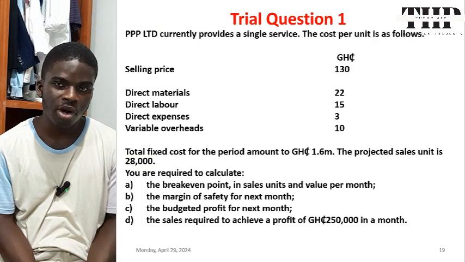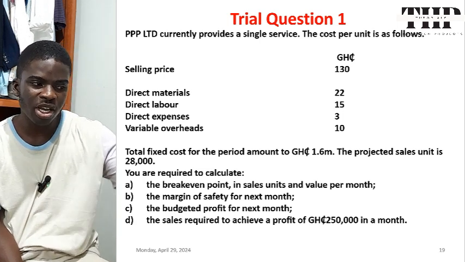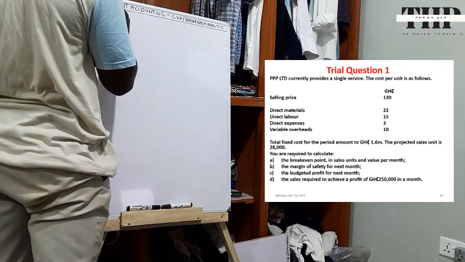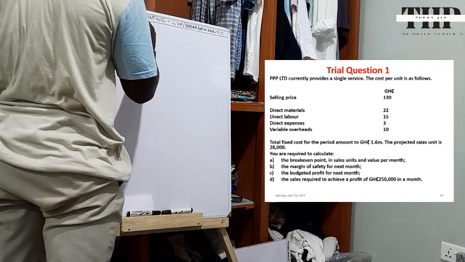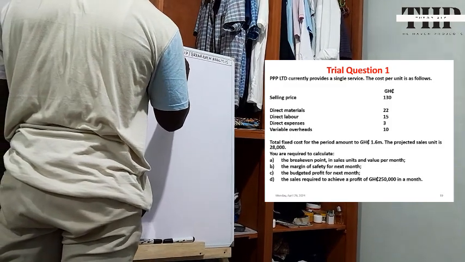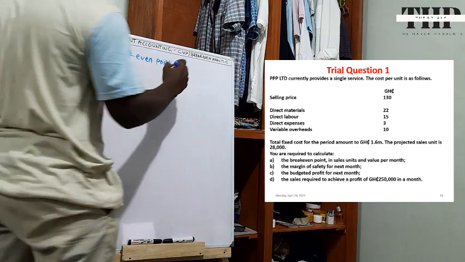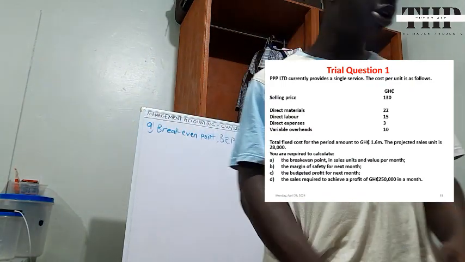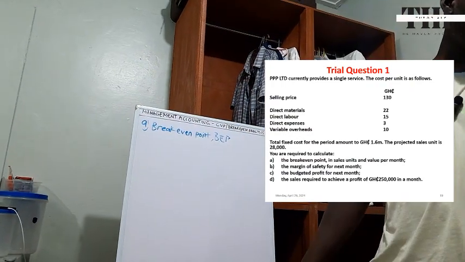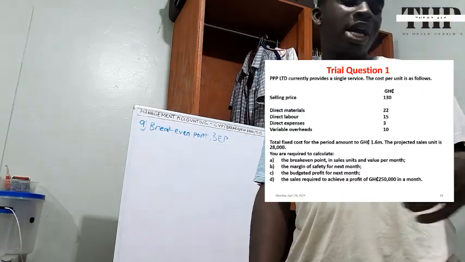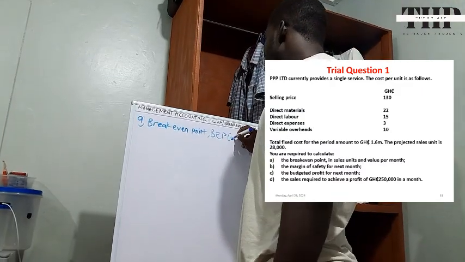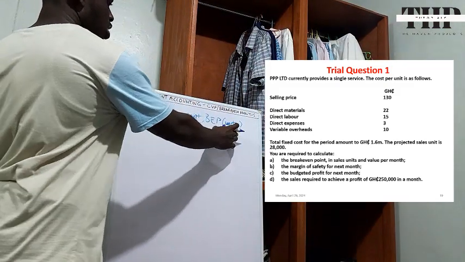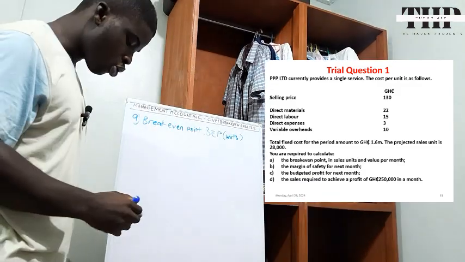So how do you go about this question, right? I'm starting with A, the break-even point. This is denoted by BEP. Now, in the question, we have to calculate the break-even point in sales units and then value. So, BEP in units, and also in sales, but we'll get to that. So, what's the formula for that?